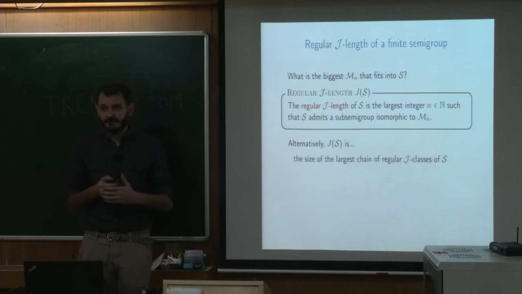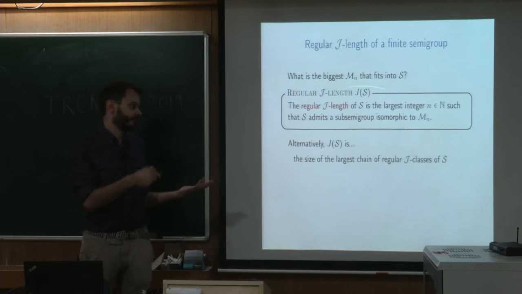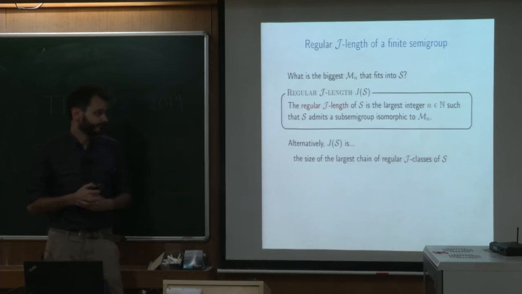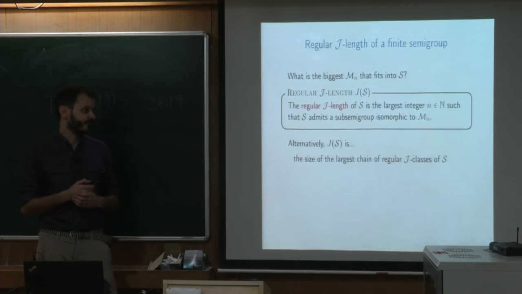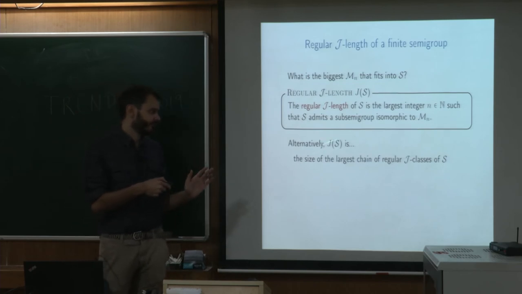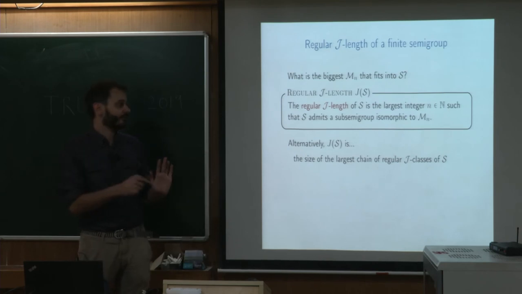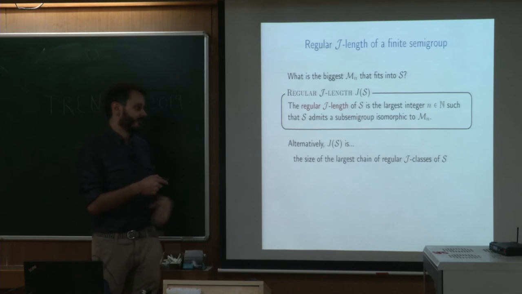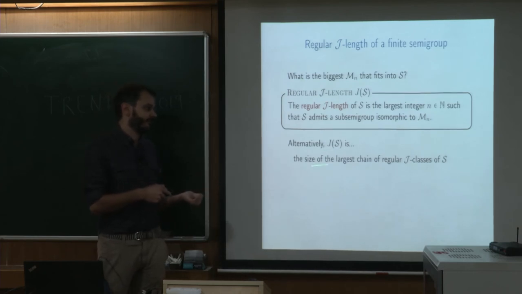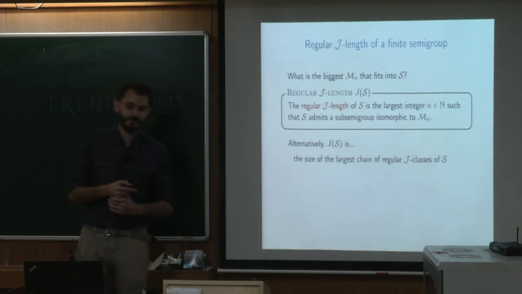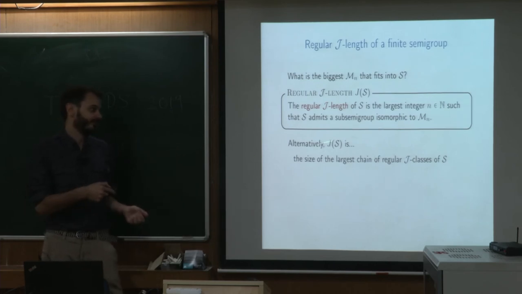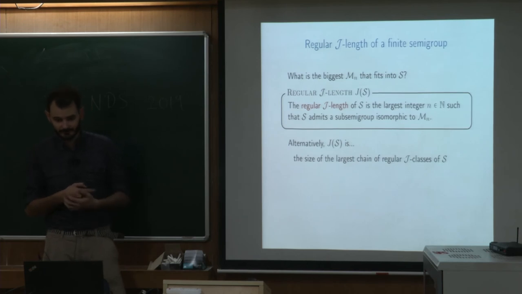But since I guess not everyone here is familiar with Green's relations, I think this definition is a bit easier. And just for the rest of the talk, I will sometimes compare the regular J length with the J length. So regular J length is really the size of the largest chain of regular J classes of S, and J length is just the size of the largest chain of any kind of J classes of S.